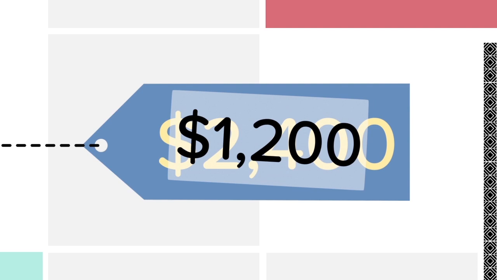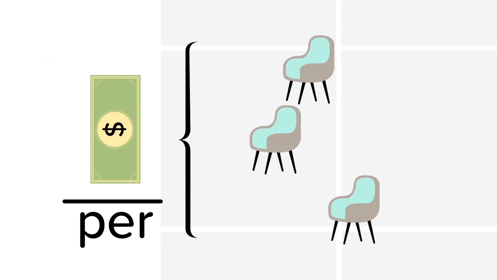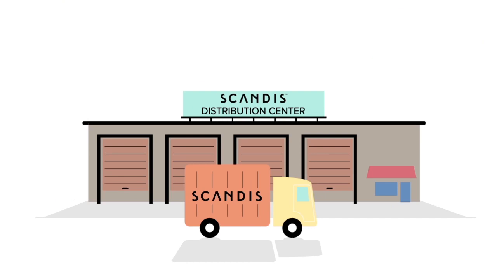At Scandis, our staff travels the world to buy directly from the makers of beautifully crafted furniture with no middlemen. We buy in enough scale to gain the best possible price and ship it to our distribution center, where upon your order, it can be sent directly to your home.